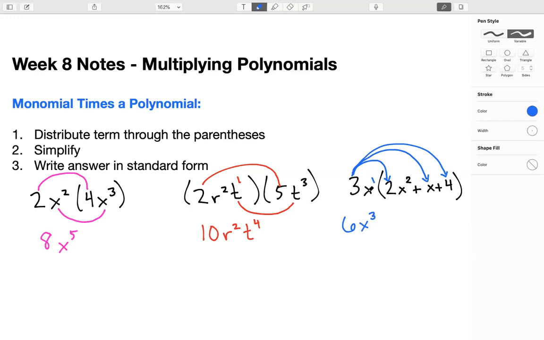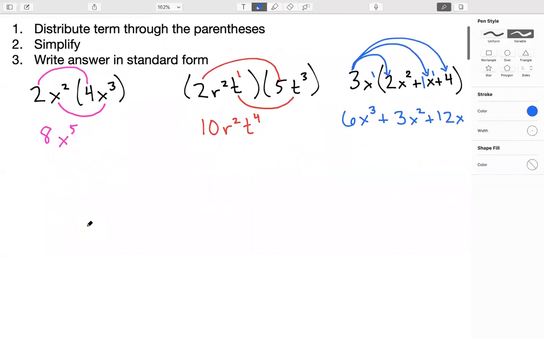Now we can multiply 3x times x. Draw these arrows. 3 stays the same because there's a 1 there. Then x times x, there's a 1 there. That's x squared. 1 plus 1 is 2. Finally, we have 3x times 4. 3 times 4 is 12. And then our x stays there. And we're done with that one. Let's just do a few more to make sure you understand.